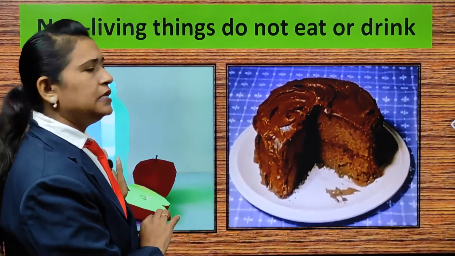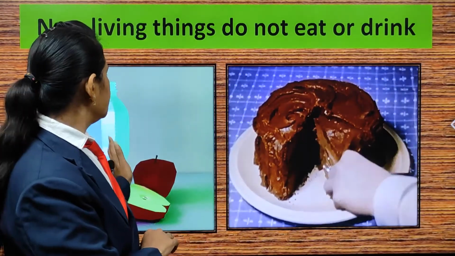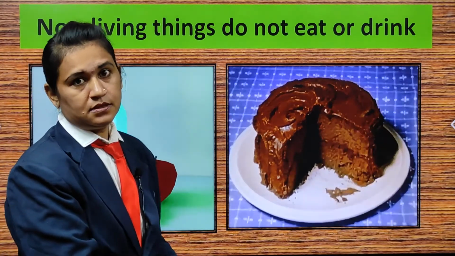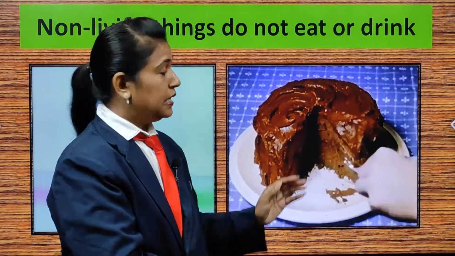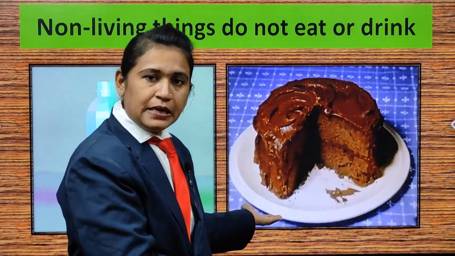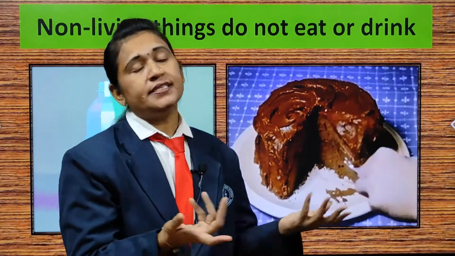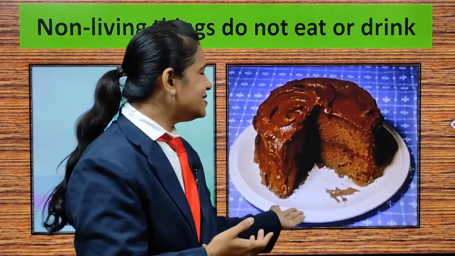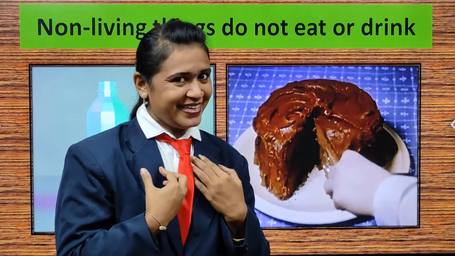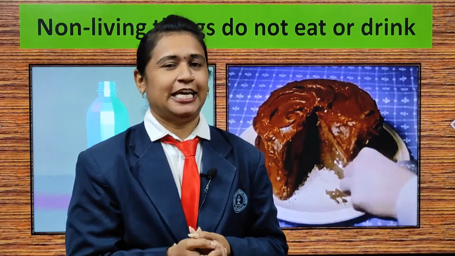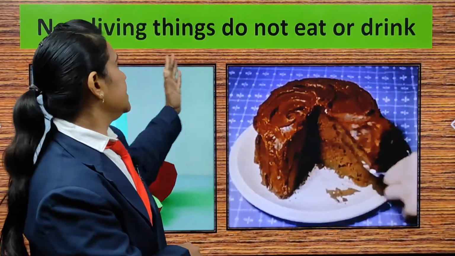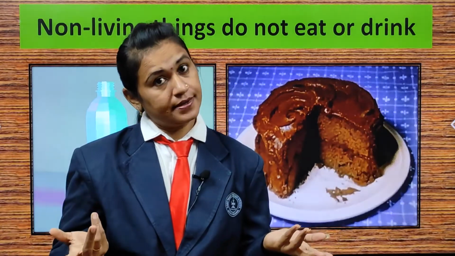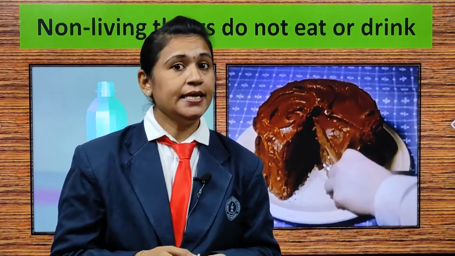See, this bottle is a non-living thing. Can you imagine this bottle will eat this apple? It cannot eat. Yeah, cake is there in the plate. Can you imagine, can a plate eat this cake? It cannot eat. Why? Because it is a non-living thing. But can we eat? Yes, we can eat. And it will be yummy. Yes. So, non-living things do not eat or drink. But living things eat and drink.